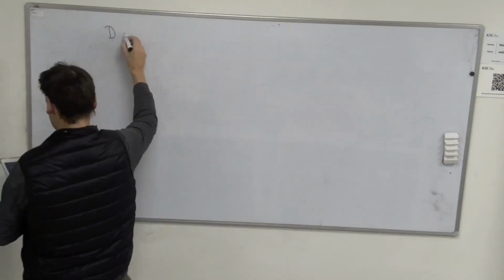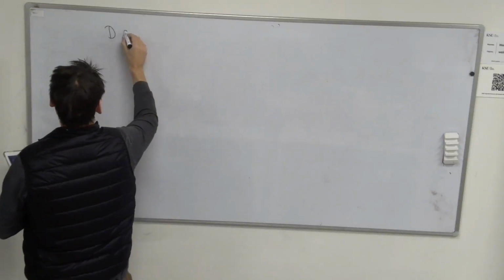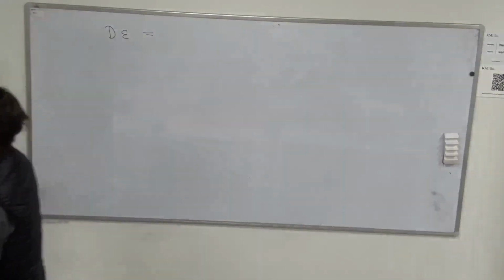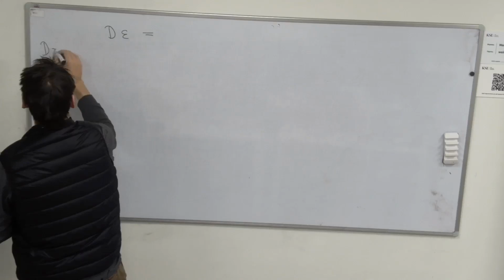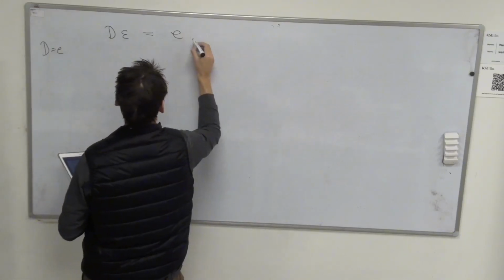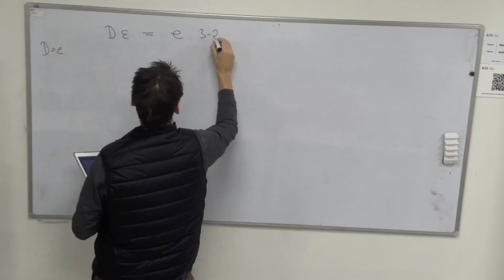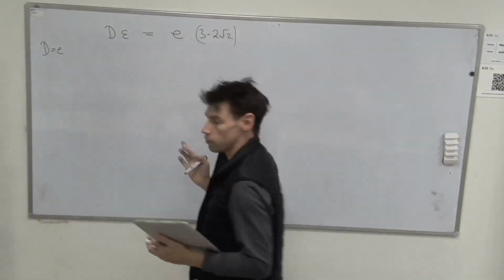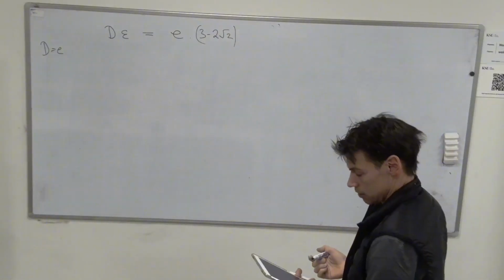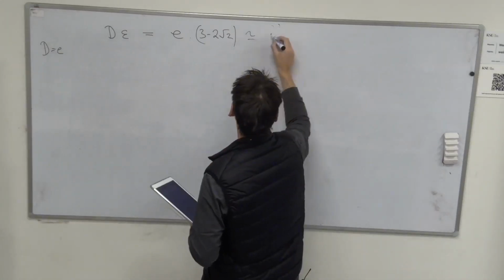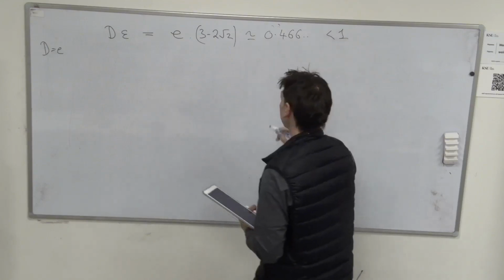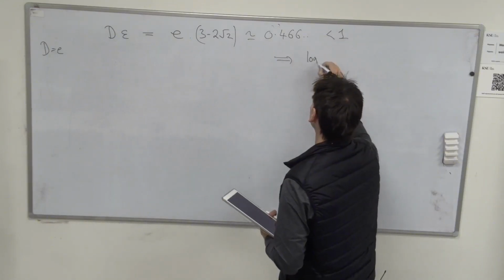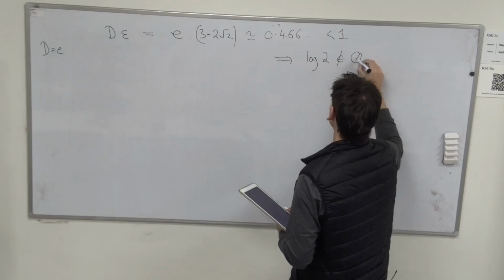And so finally we check d_n epsilon, where d, the denominator, was exponential, e to the n, so we can take d equals e. So d epsilon is e times 3 minus 2 square root 2. And this is where you have to hold your breath and pray that something nice happens. And you work out that this is 0.466, which is less than 1. And there you prove that log 2 is irrational.